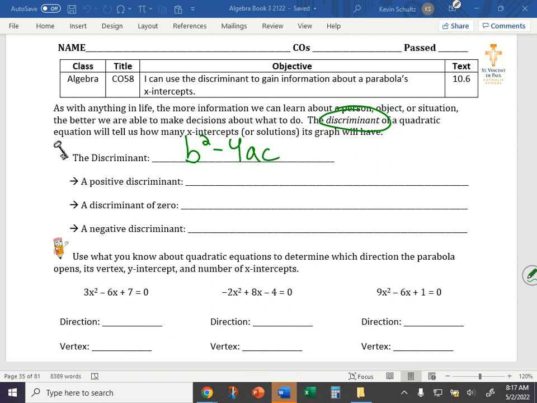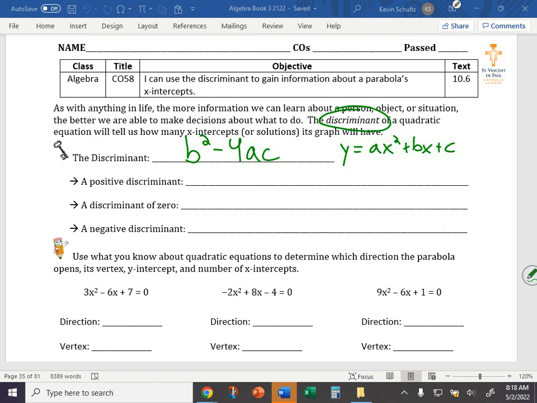If you're wondering where the a, b, and c come from, remember that the parabola in standard form has that a, that b, that c. That's where those values come from. So again, the discriminant tells us how many x-intercepts it has, and the discriminant is the formula b squared minus 4ac.